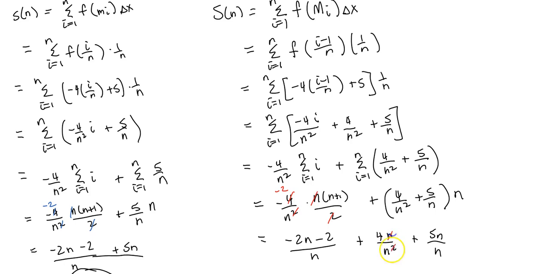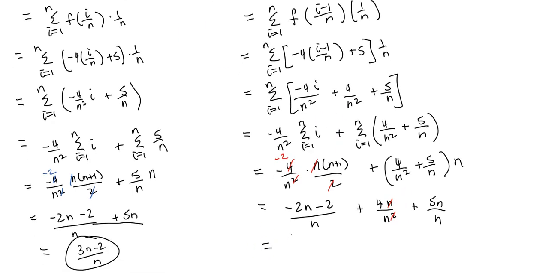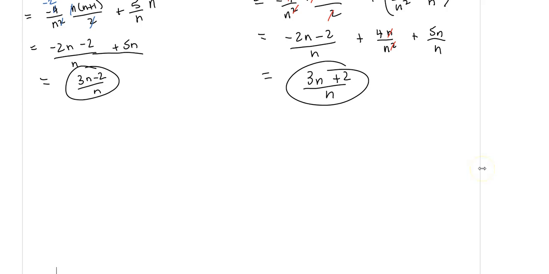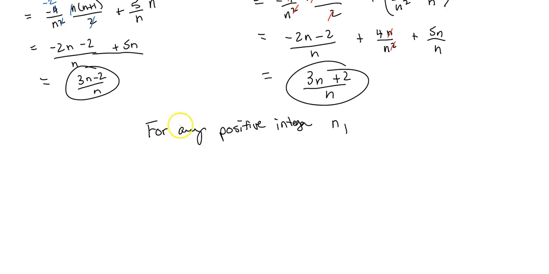And if I cancel one of the n's here, I can add all of that together, and that'll give me 3n plus 2 over n. So that would be my upper sum. So this tells me that for any positive integer n, the area of my shape is between 3n minus 2 over n and 3n plus 2 over n.